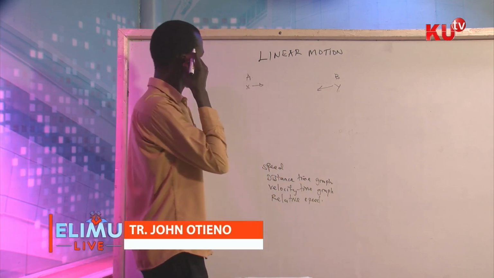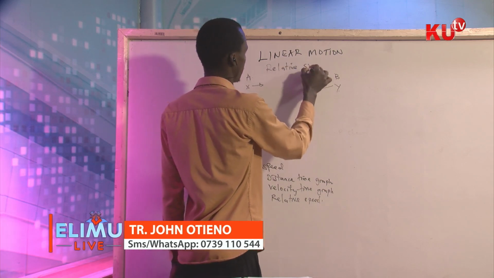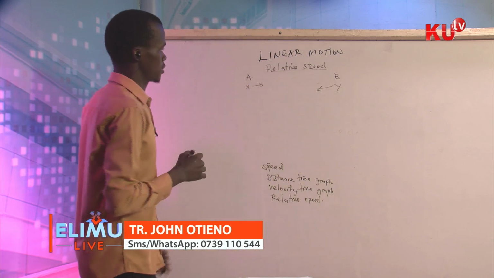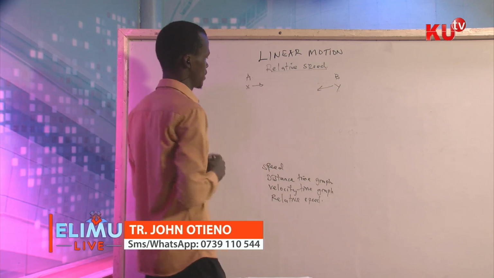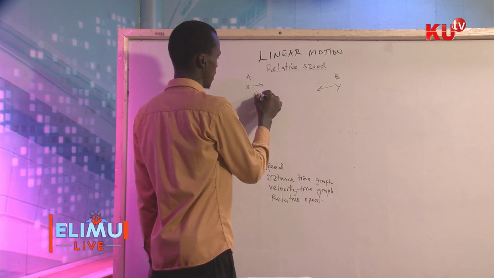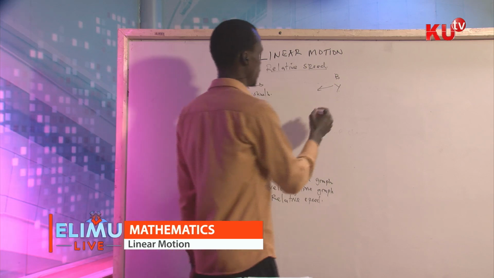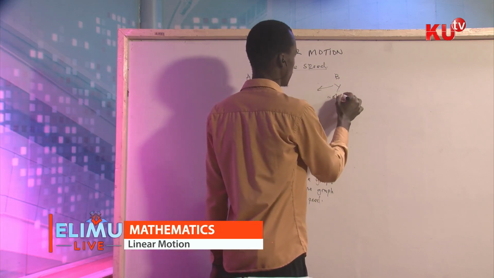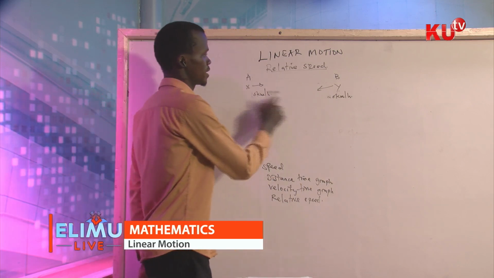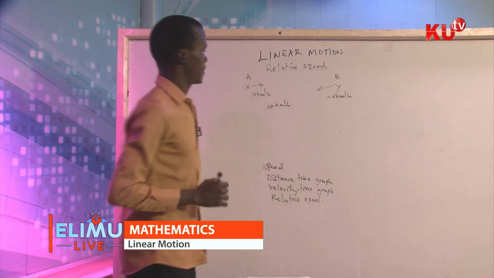Now, if you are required to find the relative speed of the 2 bodies moving in opposite directions, then we will add the specific speeds. For example, if X was moving at a speed of 10 kilometers per hour, and Y is moving at a speed of 20 kilometers per hour, then to find the relative speed of the 2, we're going to add 10 plus 20 to get 30 kilometers per hour.